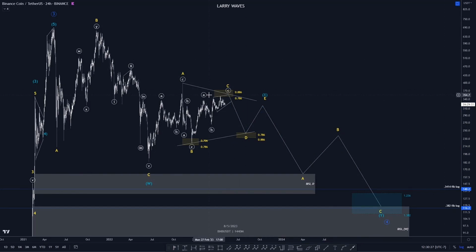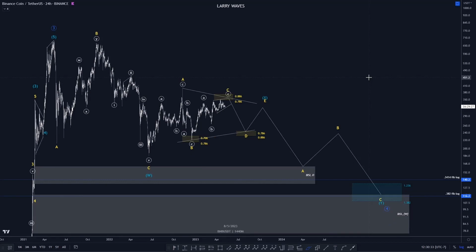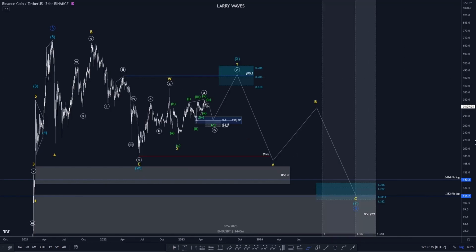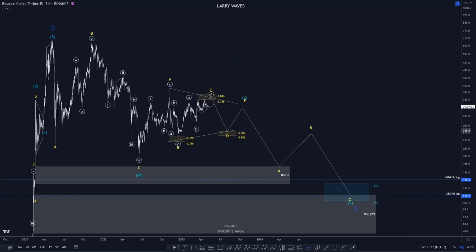So it just depends. Really depends if we take this high or not. Like I said, if we take it, we'll be monitoring this. If we don't take it, we'll be monitoring this. Pretty simple.